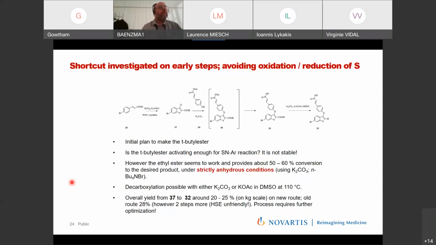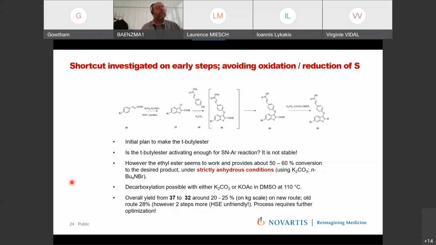We thought, well, maybe we could try the SNAr reaction with the compound 37. And first, the initial trials were done with the tertiary-butyl ester, because this is not prone to hydrolysis under basic conditions. However, the tertiary-butyl ester was not stable under reaction conditions. However, we found that the ethyl ester seemed to work. It gave about 50 to 60% conversion under strictly anhydrous conditions using potassium carbonate and tetrabutylammonium bromide in DMSO.